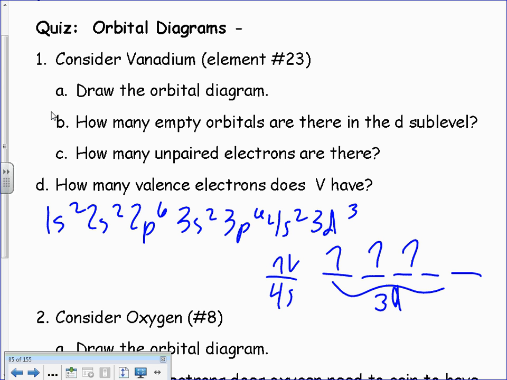So we should be okay with the orbital diagram. Empty orbitals, how many are there? 1, 2, good. There are 2 empty ones, 100% empty, okay? Because the second, or part C, says how many are unpaired.